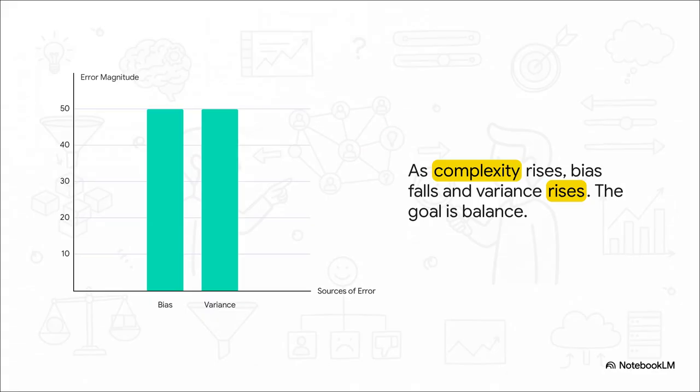And this is what makes it a trade-off. It's a balancing act. See, as you make your model more complex to try and reduce that bias, you almost always increase the variance, and vice versa. They pull in opposite directions. The real art, the job of the human in the loop, is to find that perfect sweet spot right in the middle where the total error is as low as possible.